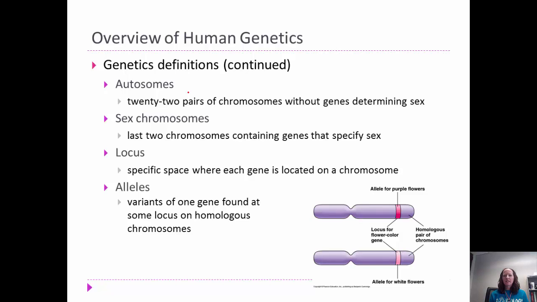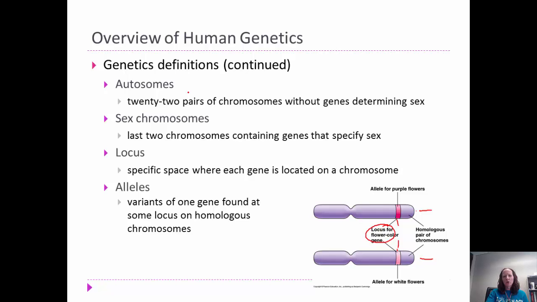So you can see that here's a homologous pair of chromosomes. This can be, you know, chromosome number 1, and this could be from the mom, and this could be from the dad, whichever one. But they are coming together to form the chromosomes of this new child. The locus is going to be that shared specific space here and here where a gene is actually located. So this could be a gene that contributes to eye color. Eye color is actually going to be multiple genes that are going to determine eye color.